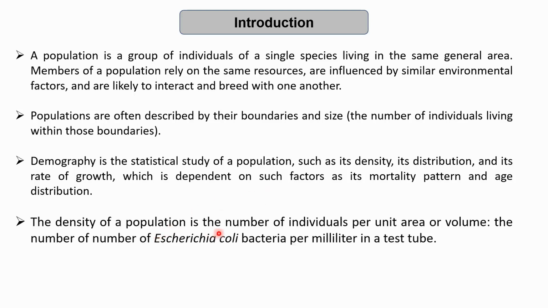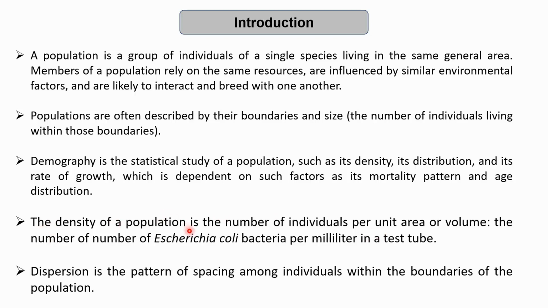The density of a population, as discussed in the last class also, is the number of individuals per unit area, or we can say per unit volume. For example, if I culture E. coli, which is a bacteria, in a test tube, we may define the number of E. coli in terms of density, that is, this number of bacteria per ml. So the number of E. coli bacteria per ml will be the density of the E. coli in that test tube.